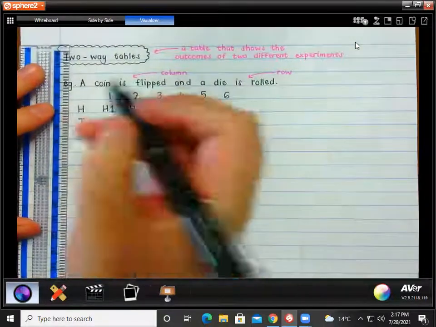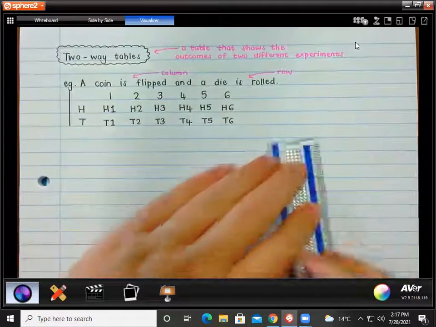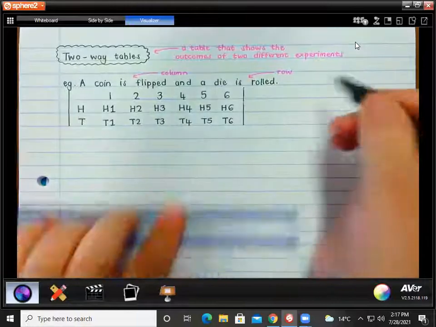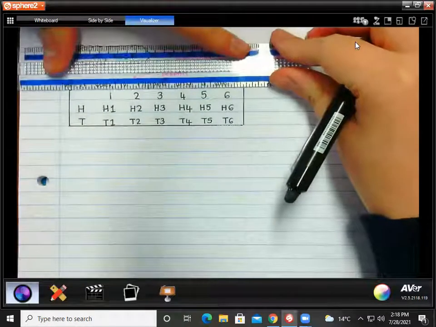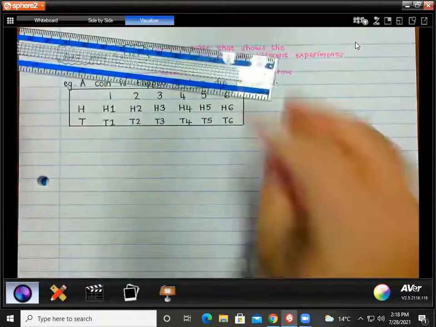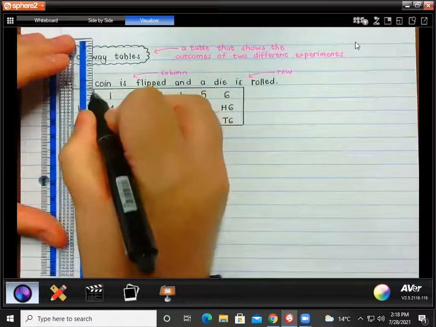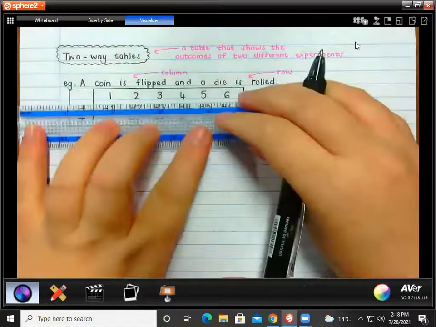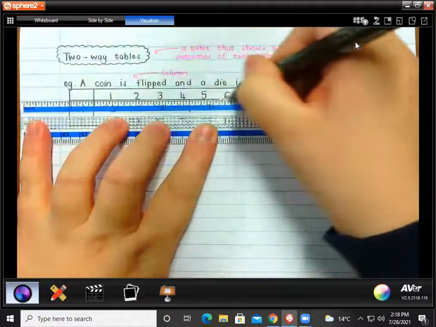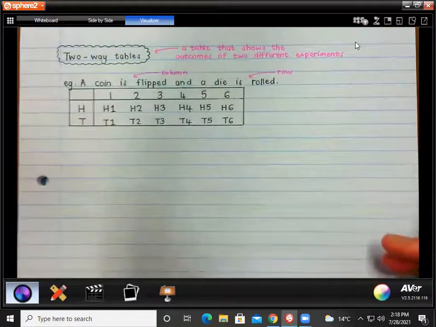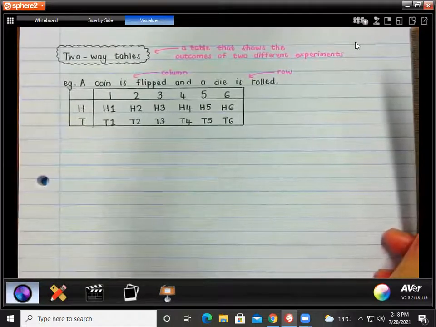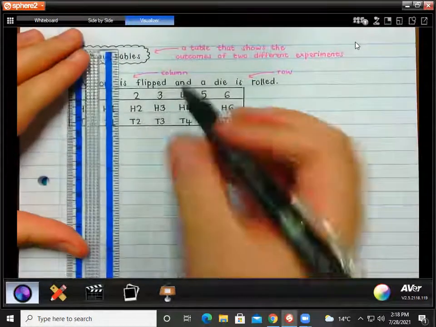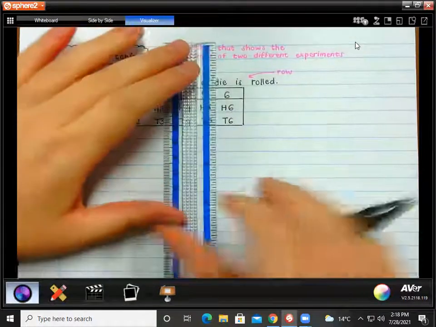Okay, let's draw that so that it actually looks like a table. Sorry, I just need to wait for the ink to dry quickly before I do the rest. Actually, let me go from the back there.